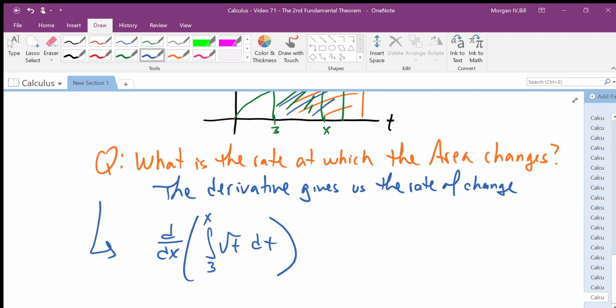Right? The part inside the parentheses there, that is the area for particular values of x. As x changes, the area changes. The derivative of that gives us the rate of change. Okay, there are two ways to solve this. There's the long way, and then there's the shortcut. The shortcut is what we call the second fundamental theorem of calculus.